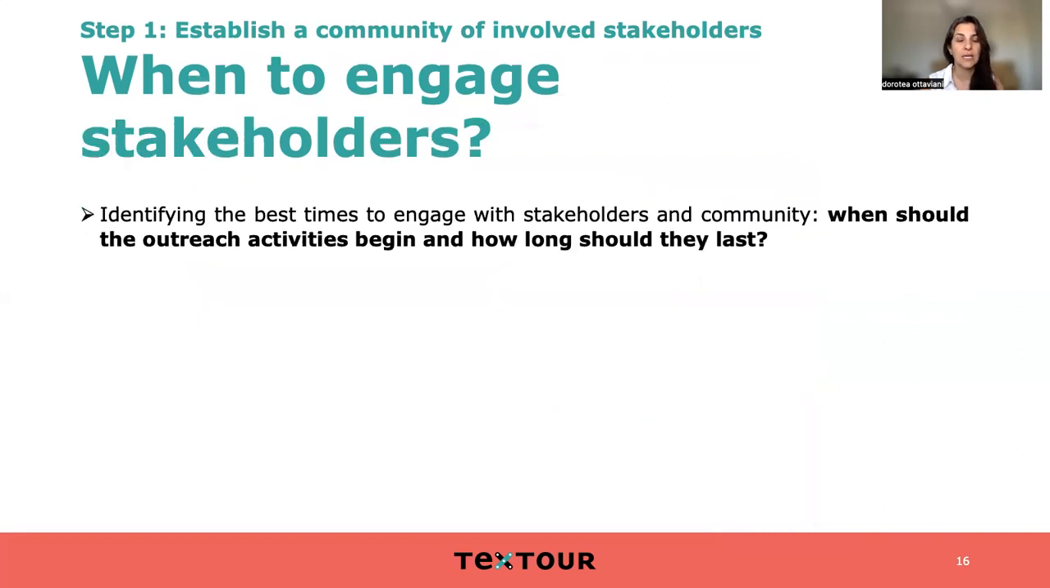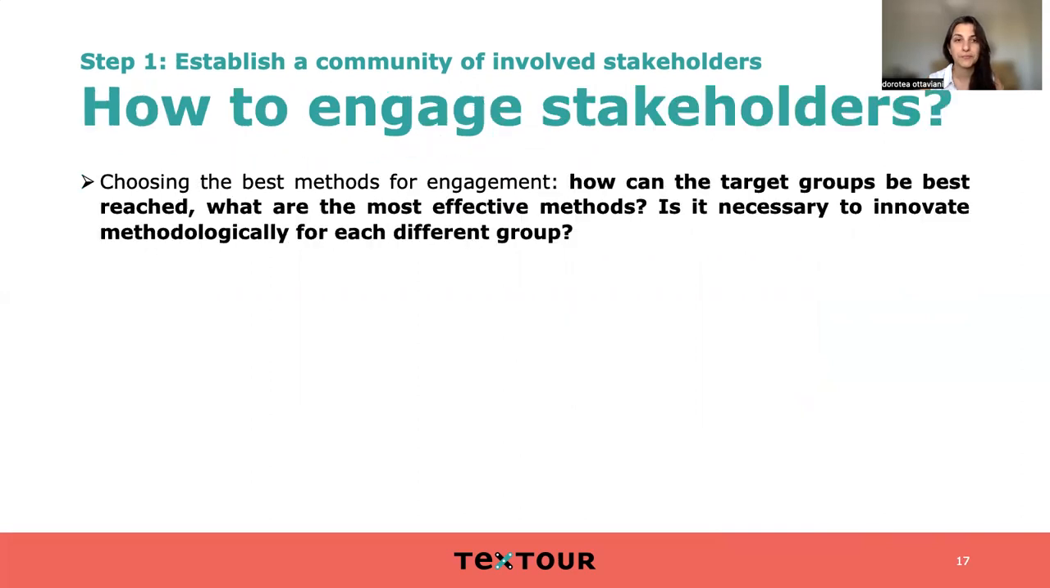So when to engage the stakeholders? Identifying the best time to engage the stakeholders and the community. When should the outreach activities begin, and how long should they last? Finally, how to engage the stakeholders. It's important to choose the best method for engagement. How can the target group be best reached, and what are the most effective methods? And ask yourself questions like whether it is necessary to innovate methodologically for each different group, so as to have a different way to engage stakeholders according to their groups.